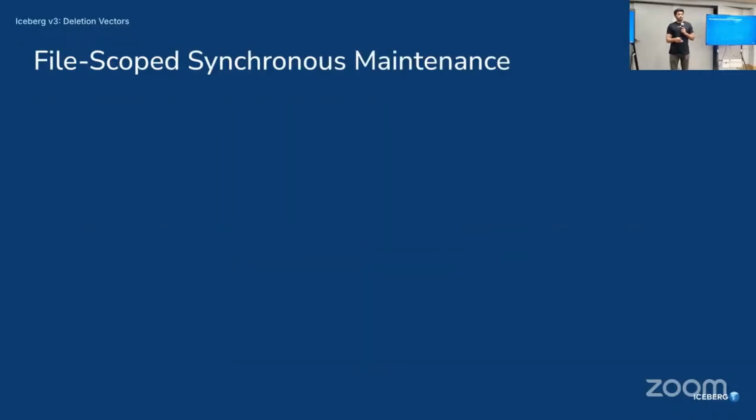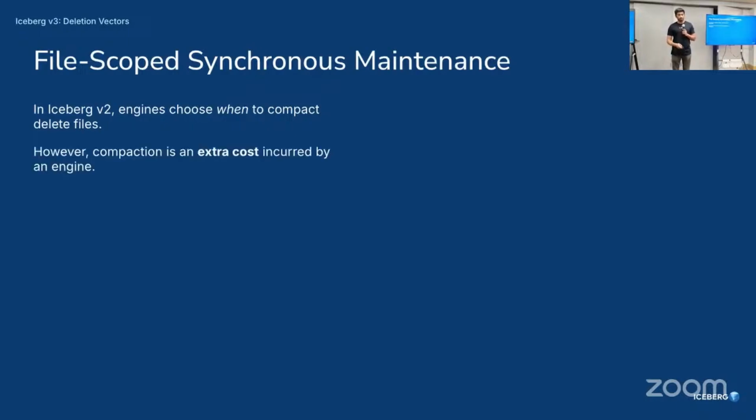I now want to start talking a little bit about how that maintenance procedure works now that we've actually built up the actual deletion vector blobs. In Iceberg v2, engines got to choose when they're going to compact delete files. But the issue is that compaction is always an extra cost incurred by an engine, and it's sometimes hard to justify because it's not directly related to a current write that's happening. So it makes sense that sometimes you're going to try to push that off for as long as you can and hope that it happens.